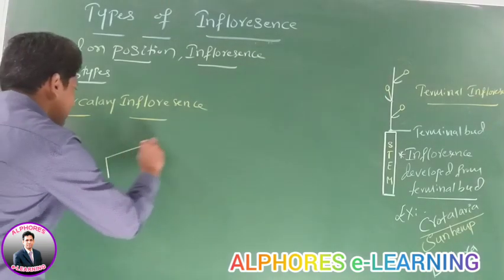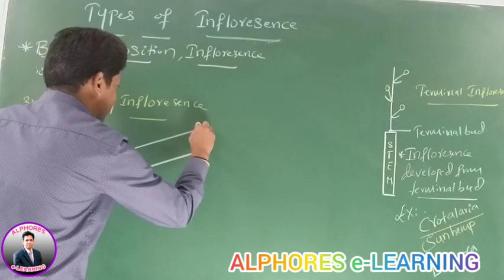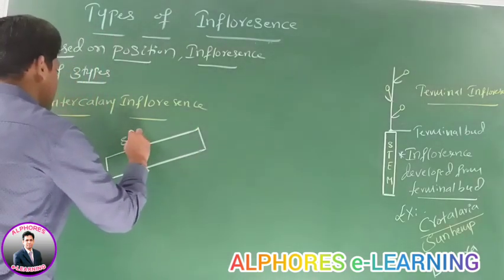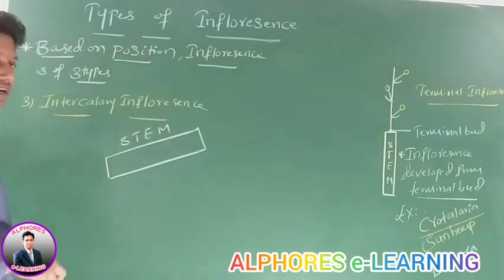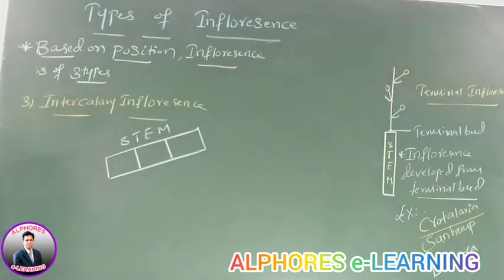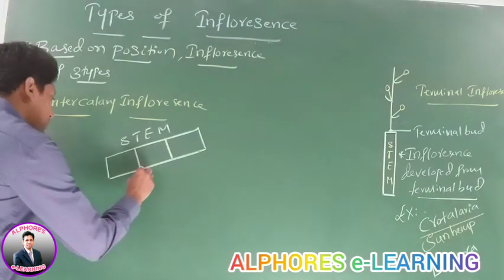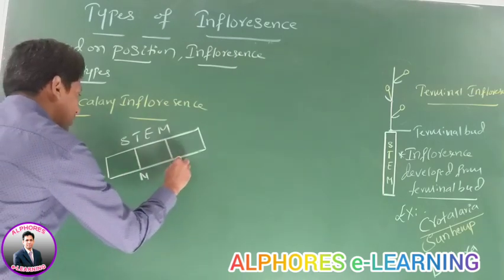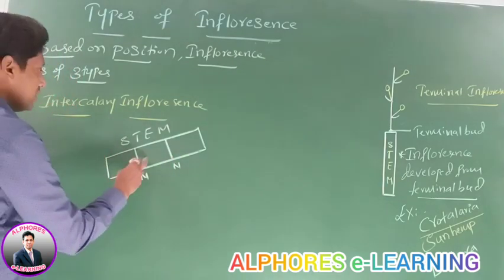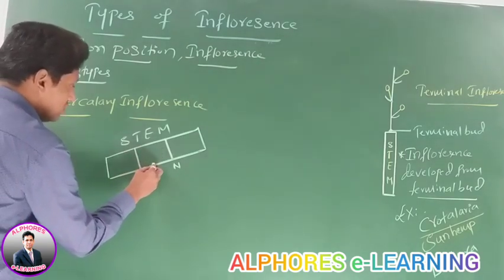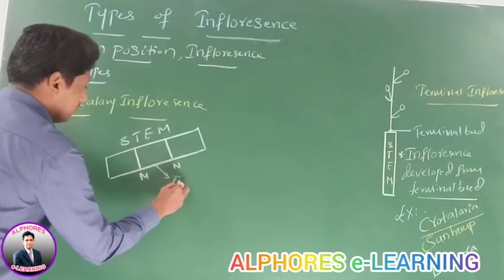Therefore, see the diagram once. This is a stem, right? Stem means differentiated into what? Nodes and internodes. Now you tell me, what does this line indicate? Node. In between these two nodes, what is present? Internode.